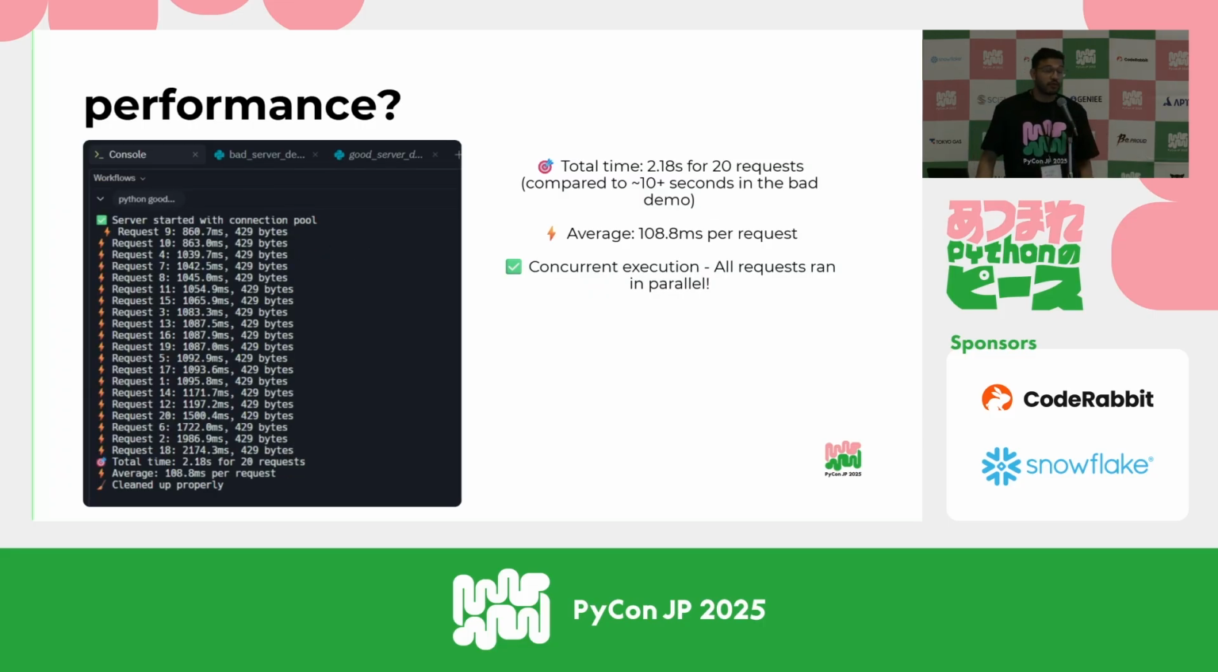Now, the performance results were insane. If you look at it, the 20 requests with connection pooling took 2.18 seconds, which is far better than the initial async pattern that we followed, which took more than 10 seconds. The average time taken by each request was 100 milliseconds, and they were executed concurrently. All the requests were taken care of in parallel.